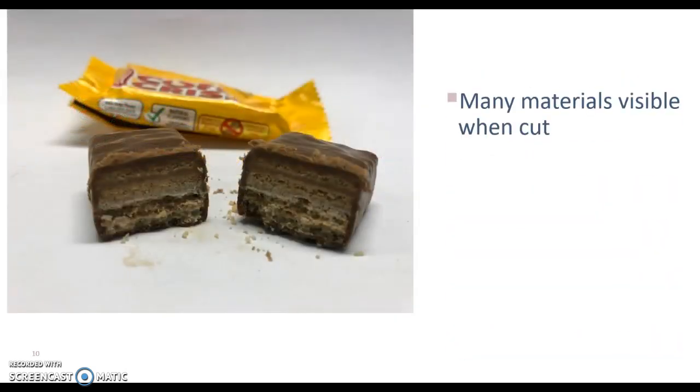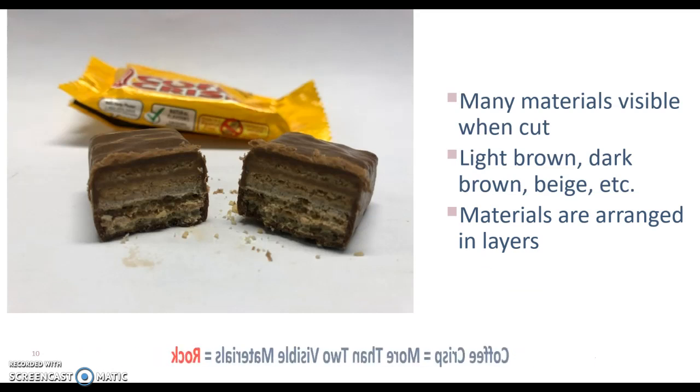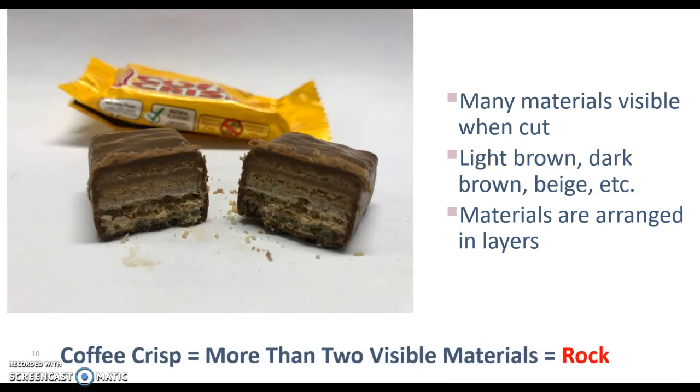When we cut into the coffee crisp, though, right off the bat, you can see lots of different materials. There's light brown, there's beige, there's dark brown, there's bubbles, there's flat sections. So the materials are actually in layers as well. There's more than one material there. It's visible. This is a rock.